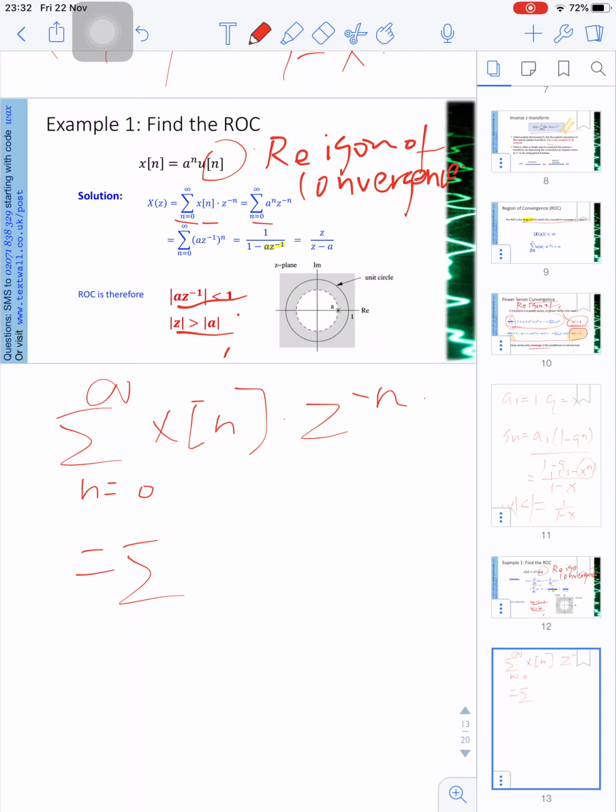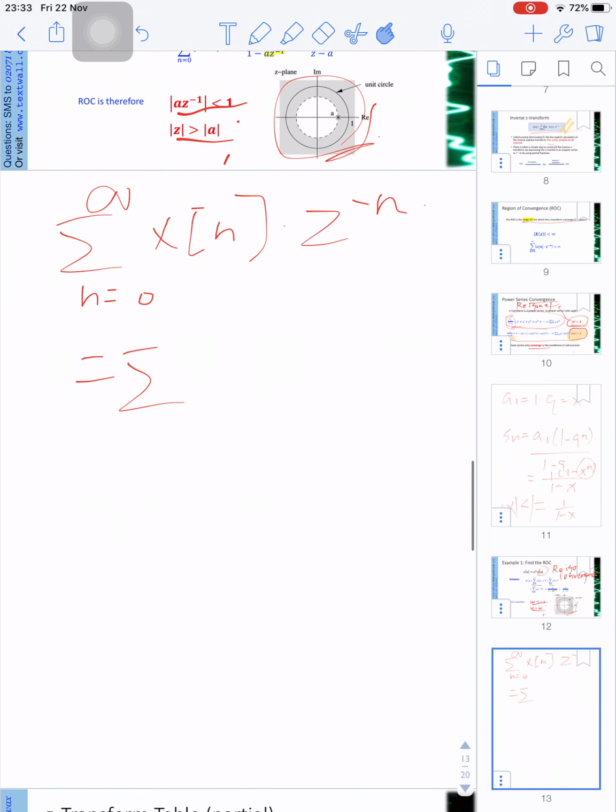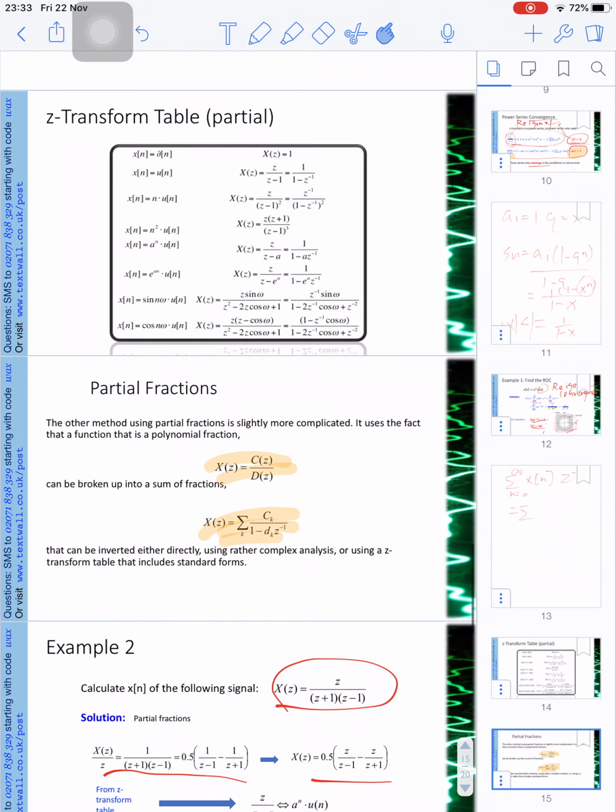So I need to make sure the norm of a times z to the power of minus 1 is less than 1. So let's say the norm of z is greater than the norm of a. In this case, a is just like the radius of the circle, and the shaded area is outside this circle. So this is just how we represent the region of convergence.